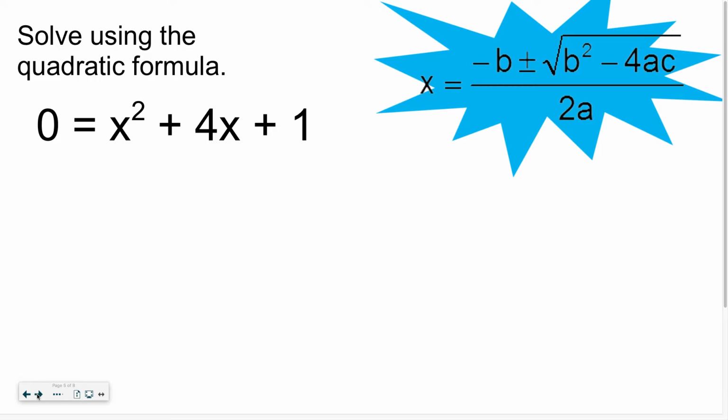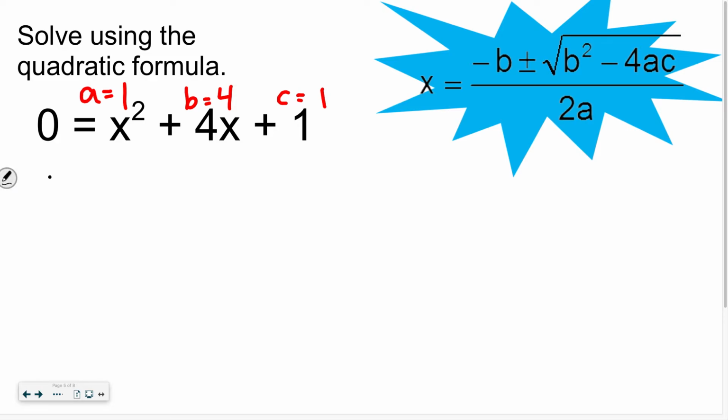Okay, we're going to solve using the quadratic formula. So I've got my quadratic formula over on the opposite side. First I'll check my equation. It's equal to 0, so I'm good to go. I'm going to label my a value, what's in front of the x squared, it's 1. My b value is 4, and my c value is also 1. Note that I should never include the x's in the quadratic formula. I'm only including the coefficients.